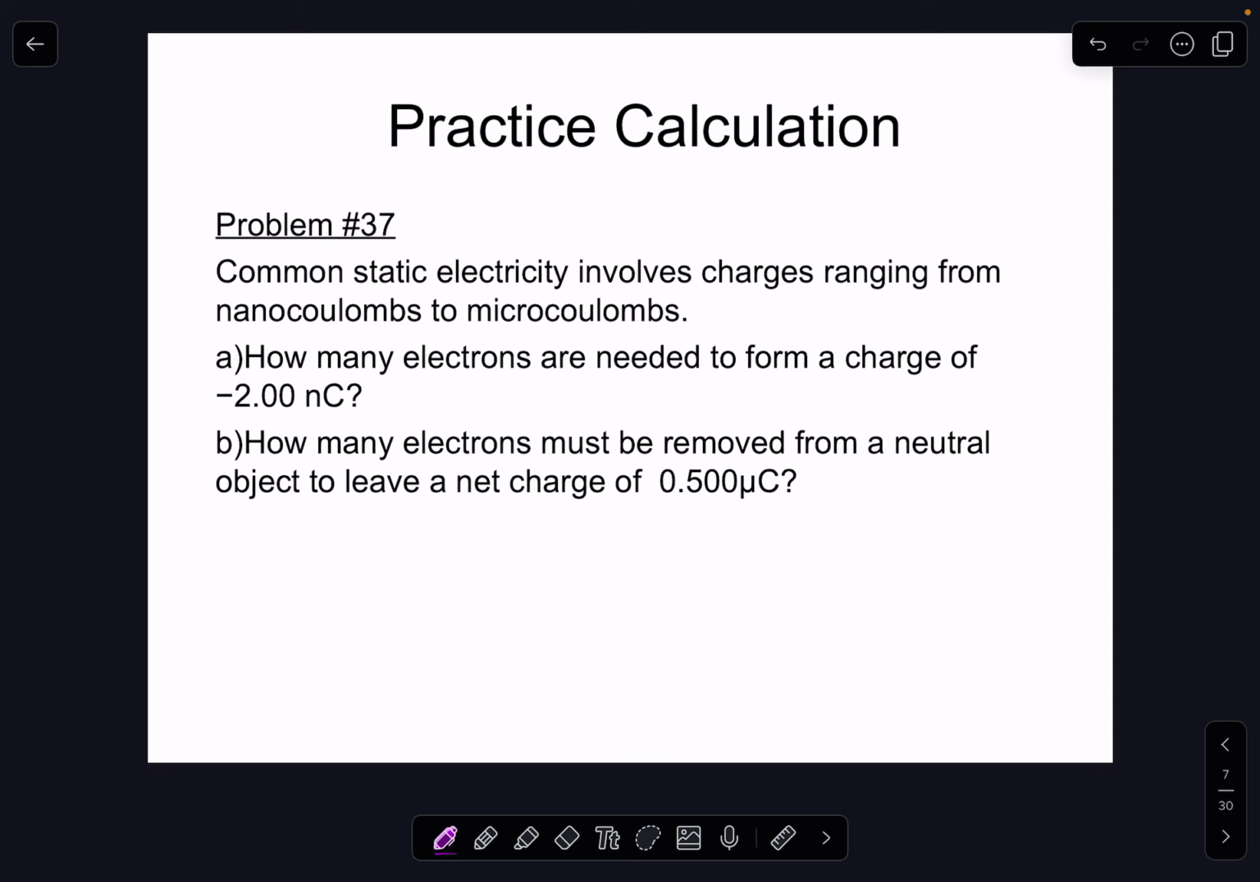So here are two practice calculations. These are actually very similar. Okay, so a common static electricity involves charges ranging from nanocoulombs to microcoulombs. So how many electrons are needed to form a charge of -2 nanocoulombs versus we have here 0.5 microcoulombs. If you do not remember your metric prefixes, please make sure you're writing those down. I will have some more details with those later, but we will have to convert all of those to base units. So nano is 10 to the negative 9 regular coulombs, and micro is 10 to the negative 6.